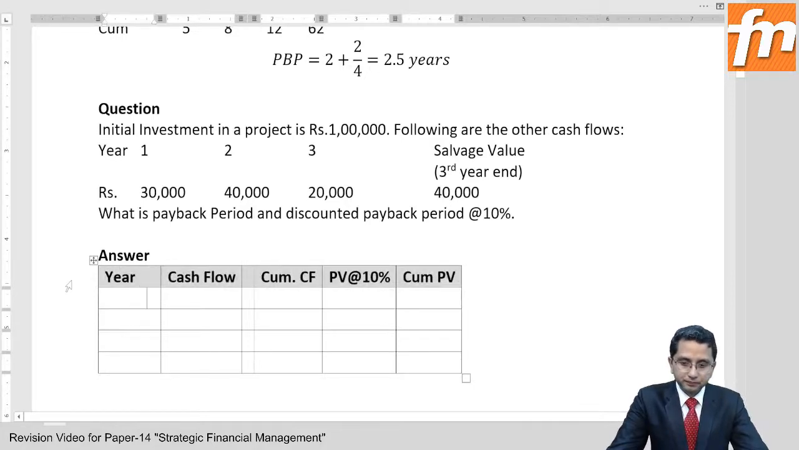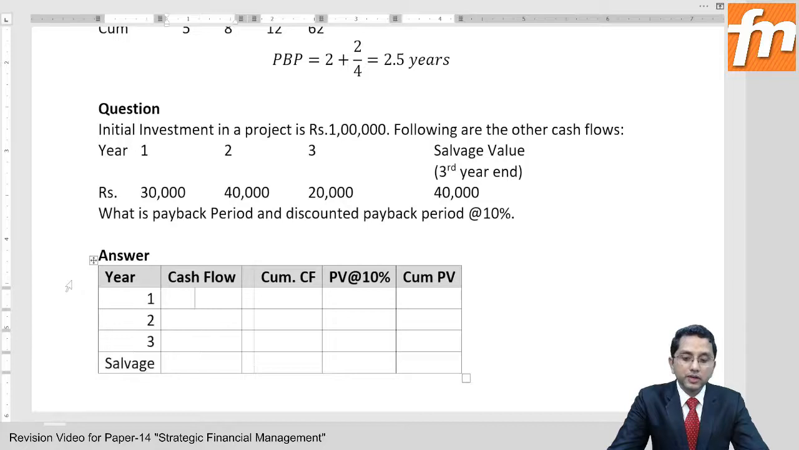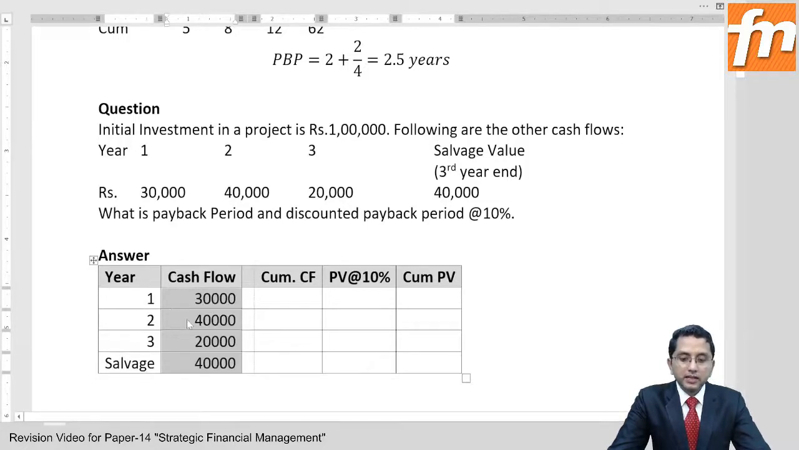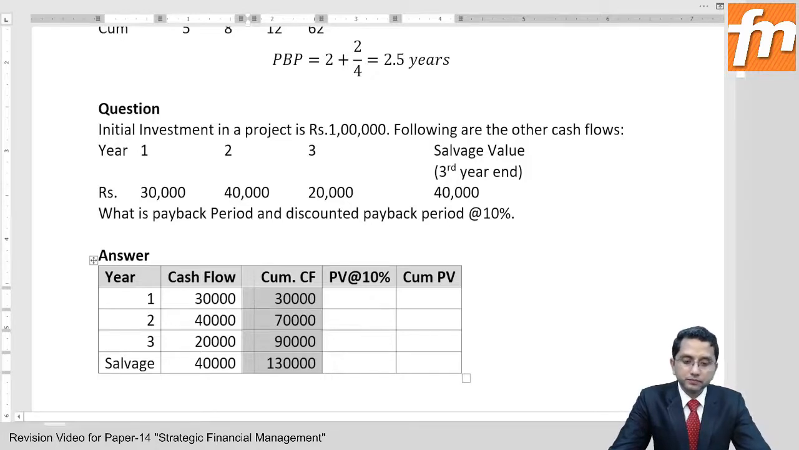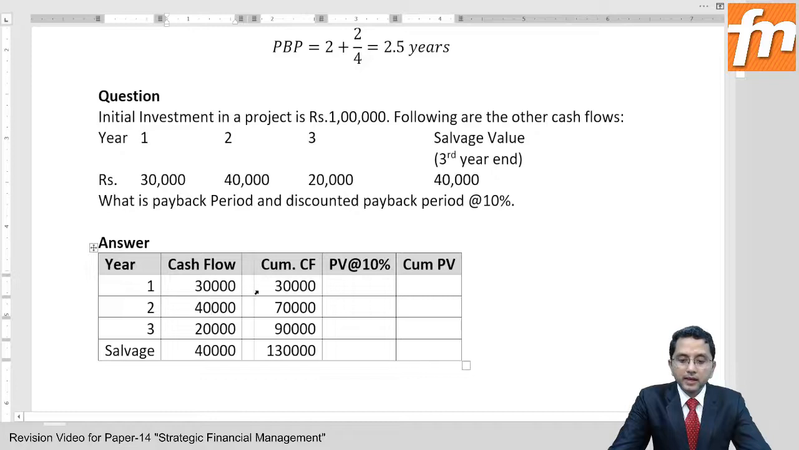Look here. So I make a table like this. Your 1, 2, 3 and then salvage value: 30,000, 40,000, 20,000 and then 40,000. Now I make a table of cumulative cash flow. So just look here. By the end of first year, I recovered 30. I want to recover 1 lakh. So this is insufficient.